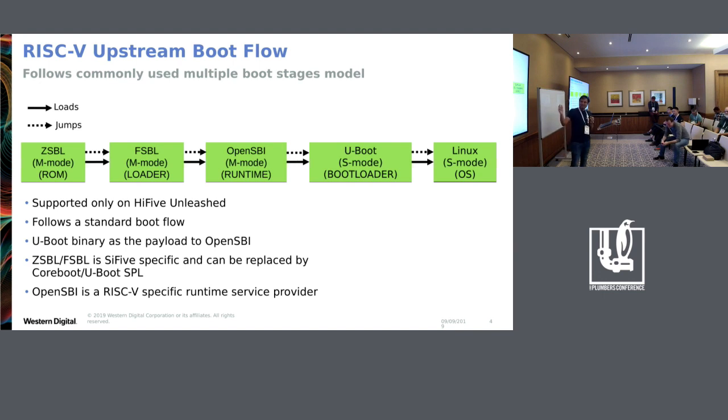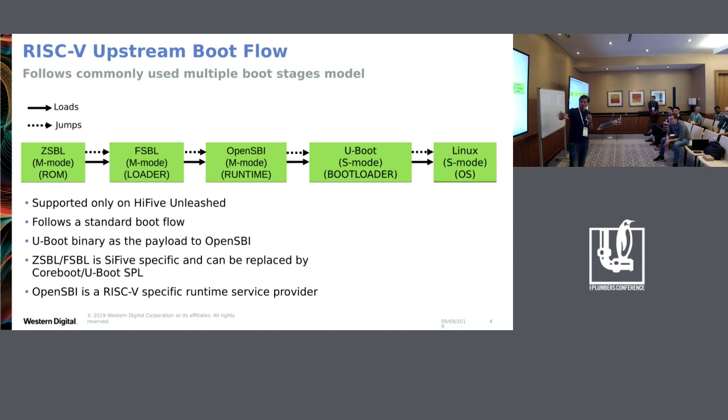As I said, only the HiFive Unleashed, but okay, we'll deal with it. So we're talking about upstream. You go to the mainline Linux kernel, download the Linux kernel, download U-Boot, download OpenSBI, and then HiFive Unleashed will boot on it. 5.3 will boot on it, or master will boot on it. A couple of patches went in during the last merge window, so even 5.3 will boot on everything upstream.